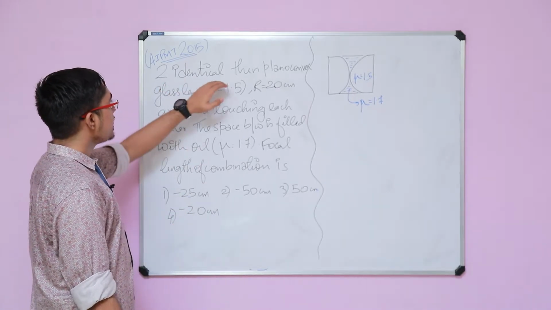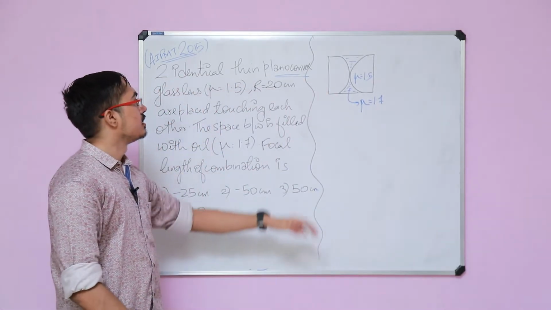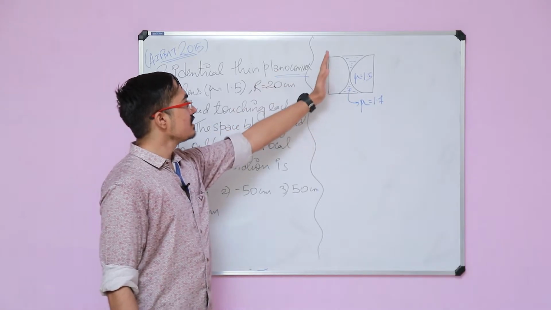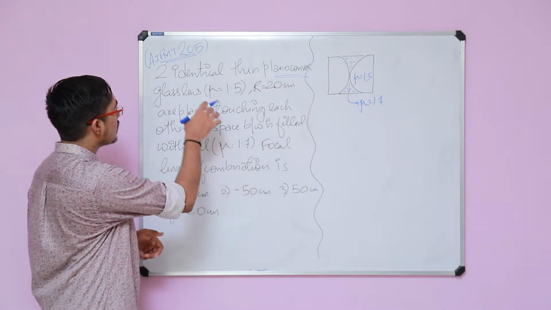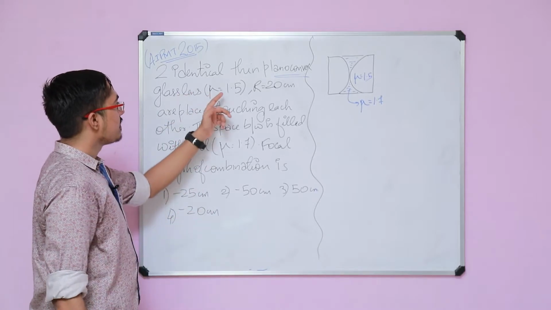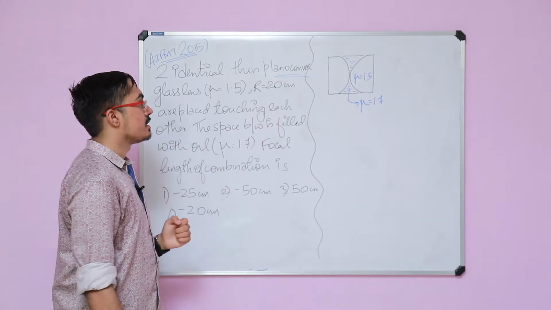Here are two identical thin plano-convex lenses. See, this is the important point to consider. It is a plano-convex lens, so one side is a plane surface and the other side is a convex surface. Glass lens of refractive index 1.5 and the radius of curvature is 20 centimeter, right?